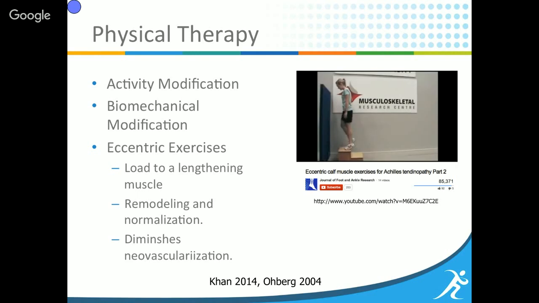So let's go over the exercises performed from the edge of the step. The loading will consist of body weight.